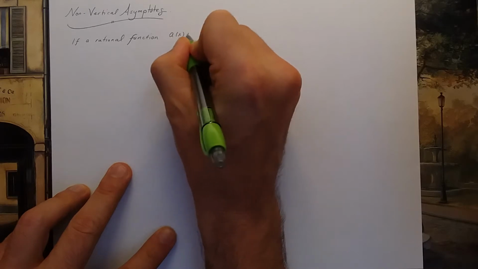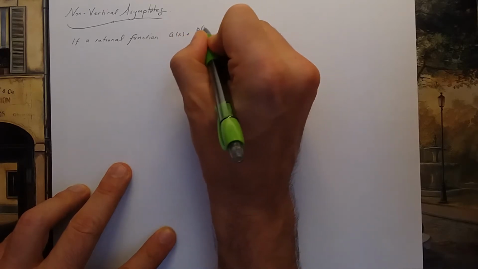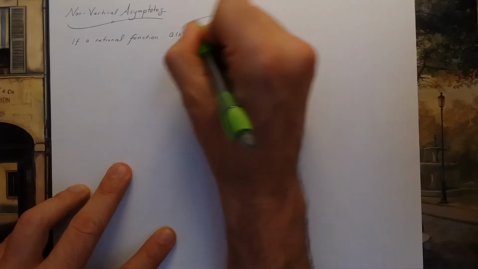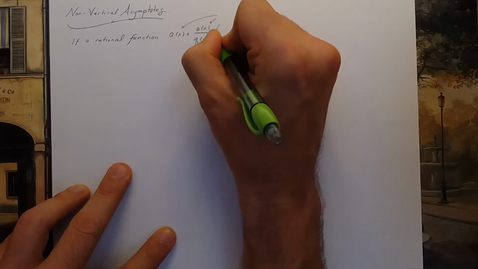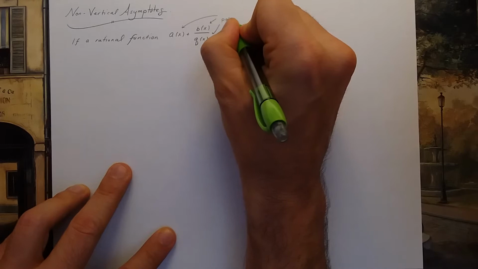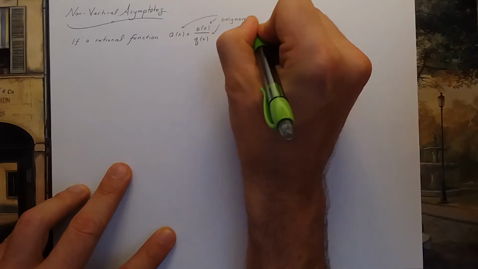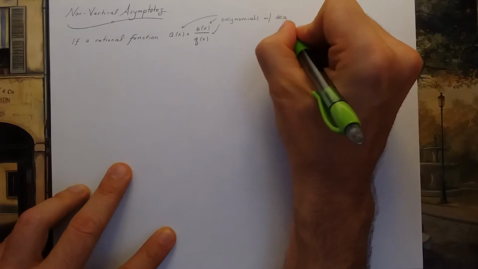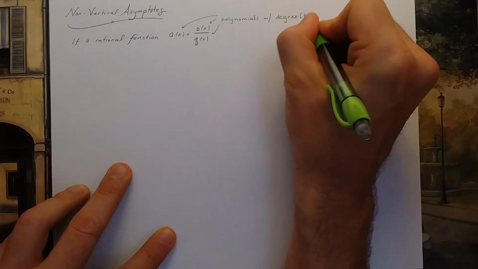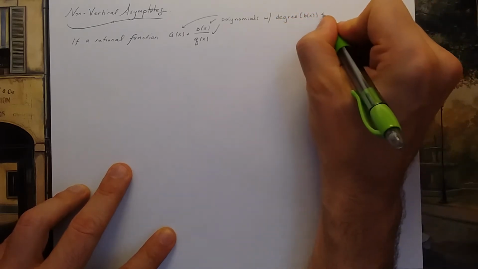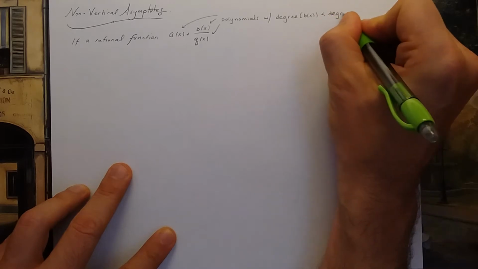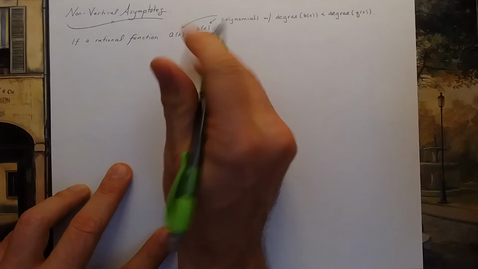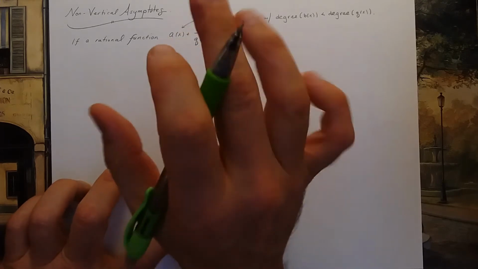a(x) plus b(x) over q(x), and here a, b, and q are all polynomials with the degree of b(x) being less than the degree of q(x). This is the form of the rational function that you'll find if you do long division.